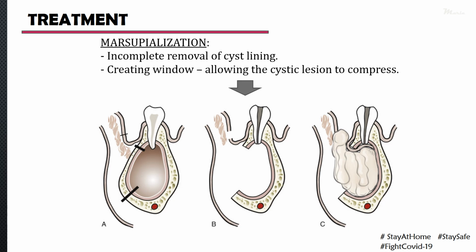Slowly the cyst would undergo compression and reduce in size. Once the cyst has reduced in size, it is removed by the technique which we discussed earlier, that is surgical enucleation. So this technique of marsupialization avoids significant morbidity associated with the technique. This last picture here shows the direction of compression of the cyst, resulting in its reduction in size.